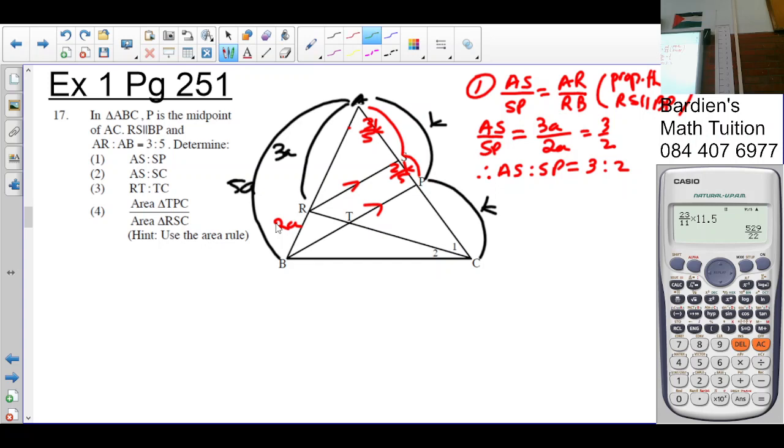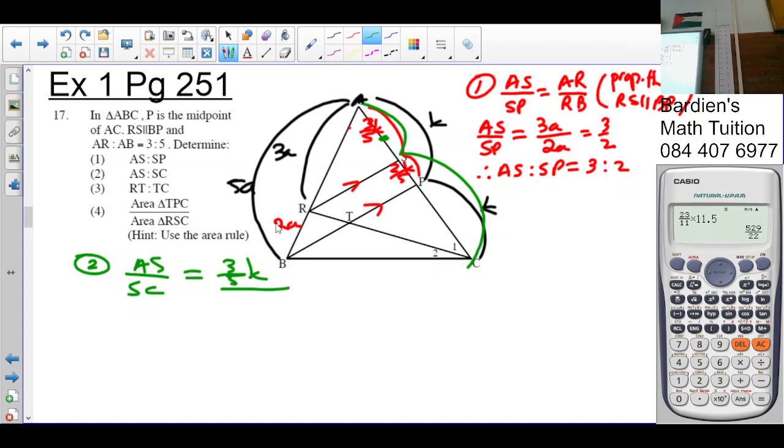Okay. Number 2. In question 2, we now want to know what AS over SC is. So we go AS over SC, which is this whole length here. That's simple. So there's no ratio or proportionality theorem applicable here. Why? Because we know what AS is. What is AS? 3 over 5K.